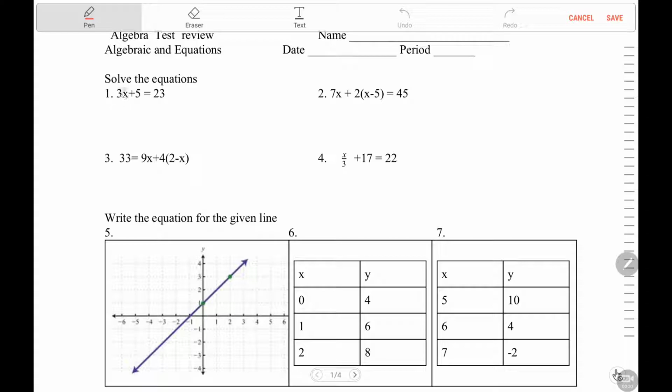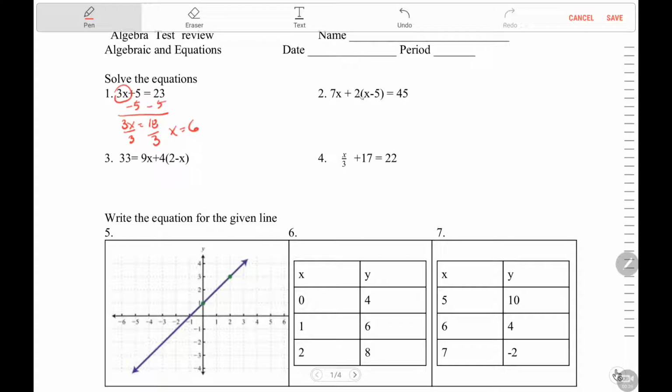So say I have 3x plus 5 equals 23. Remember, we want to get the variable by itself, so just subtract 5. 3x equals 18. Divide by 3, x is 6.